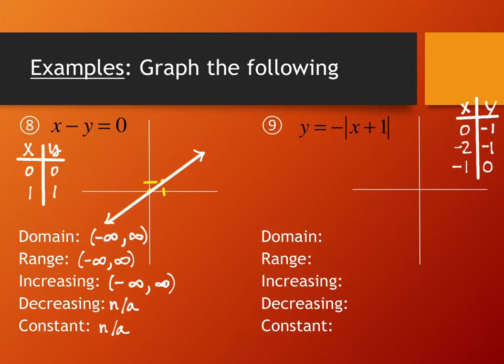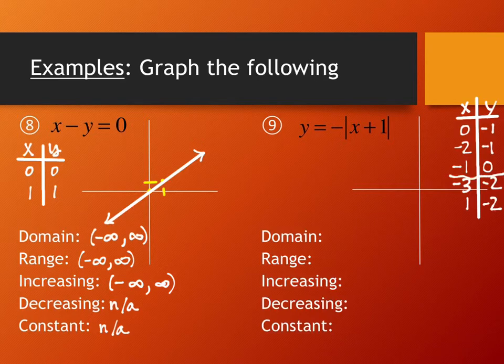Or, sorry, not negative 1. Negative 3 is what I meant to say. Negative 3. Negative 3 plus 1 is negative 2. Absolute value is 2. And then the negative in front makes it a negative 2 again. And then if I pick a value bigger than 0, like the value 1, 1 plus 1 is 2. Absolute value is 2 with the negative in front would be a negative 2.